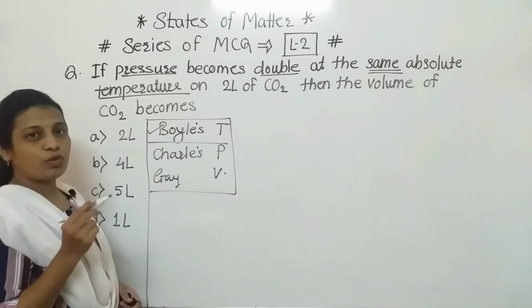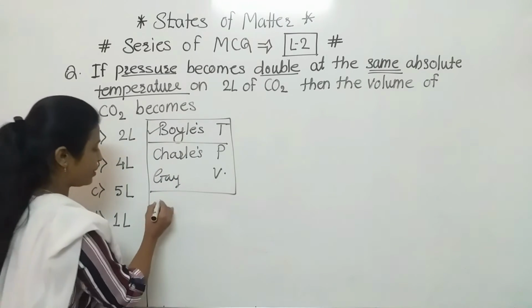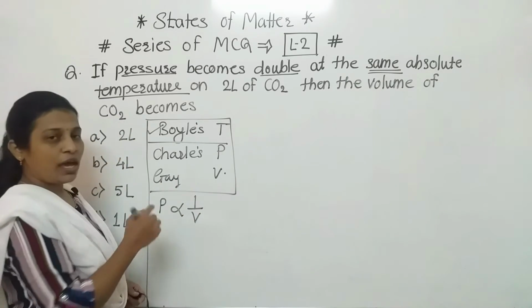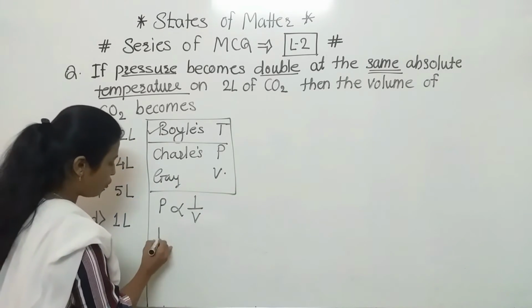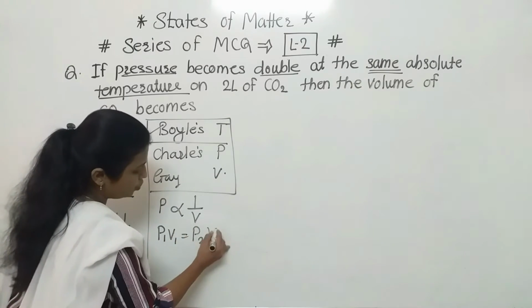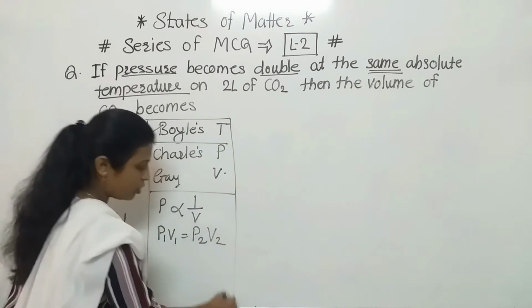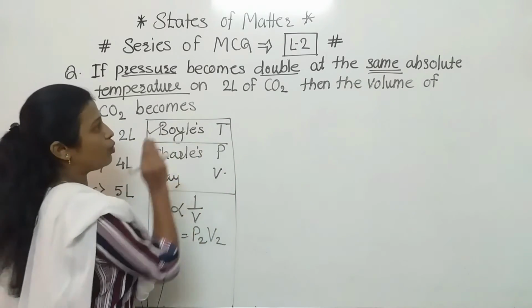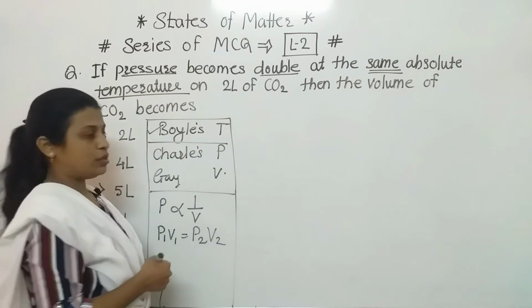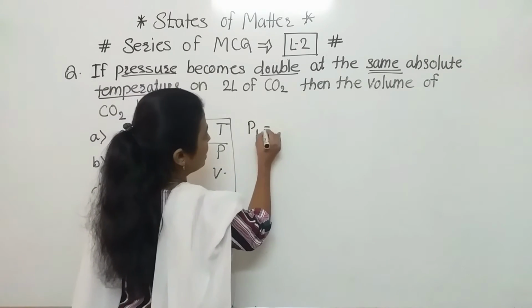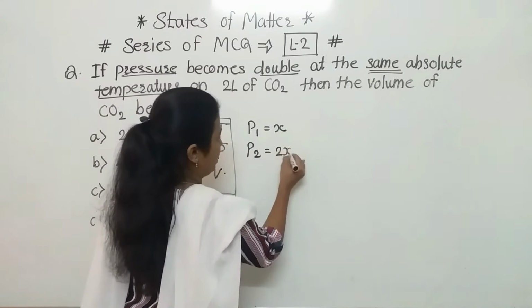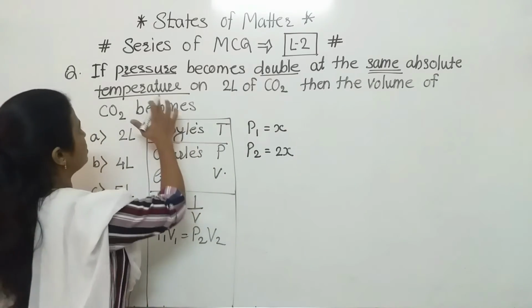What is Boyle's law? Boyle's law is at constant temperature pressure is inversely proportional to volume, and according to that we can use the formula P1 V1 is equal to P2 V2. Clear? Here we got the formula. Now we have to observe what is given in that numerical. So here pressure becomes double. If we consider P1 is equal to X, then P2 will be double, means 2X. Clear to everyone? Temperature is constant.